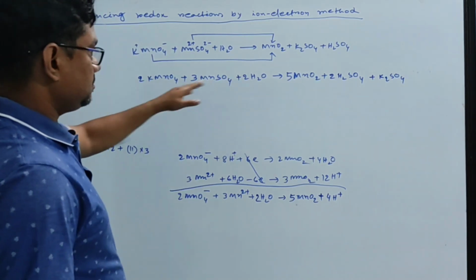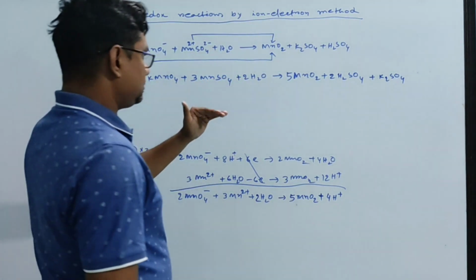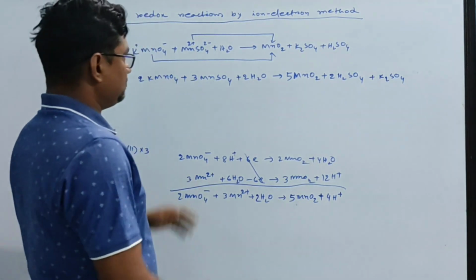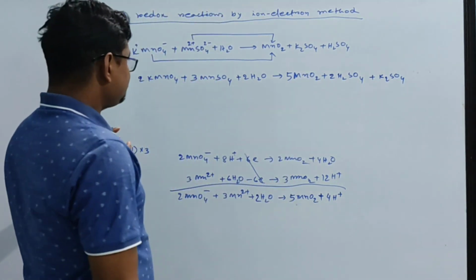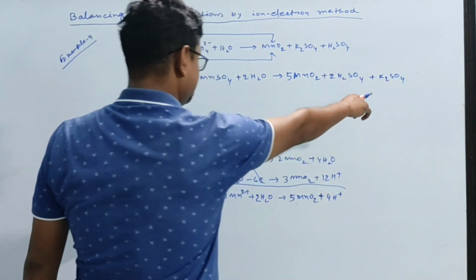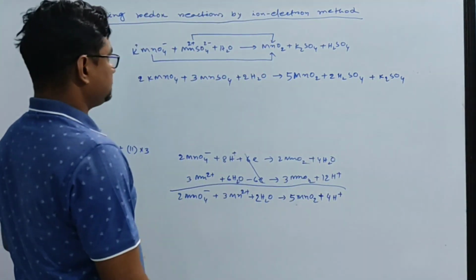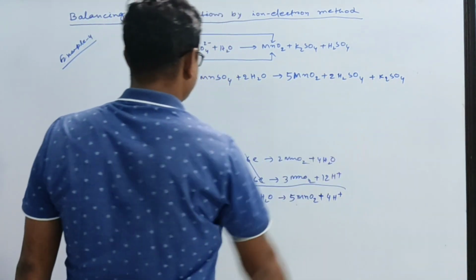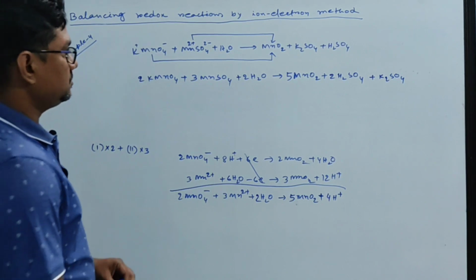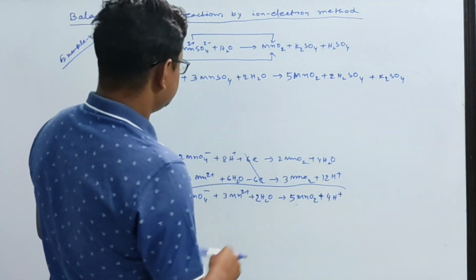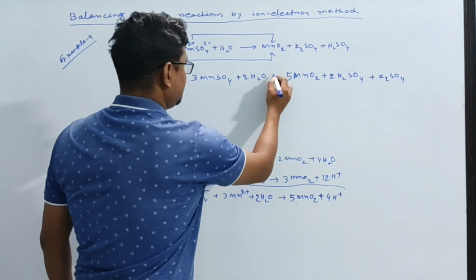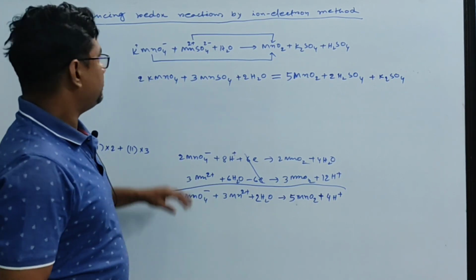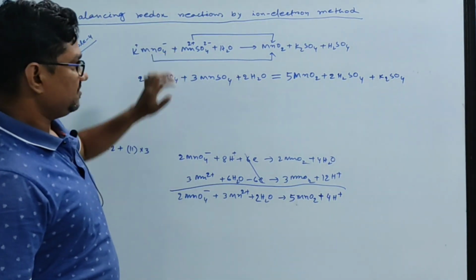Here 2K, that is K2, is already there, so balanced. Now manganese: 2 manganese and 3 manganese means 5 manganese, and 5 manganese is there. For sulphate, I have already discussed, 2 sulphate and 1 sulphate, 3 sulphates are there, and 4H plus is here, 4H plus. So everything is balanced now, and as everything is balanced, you can remove this arrow sign and place an equal sign. Okay, this is the balanced redox reaction of the given reaction.